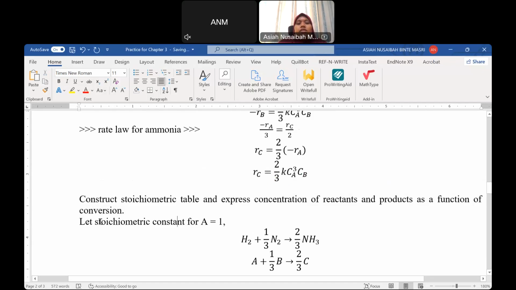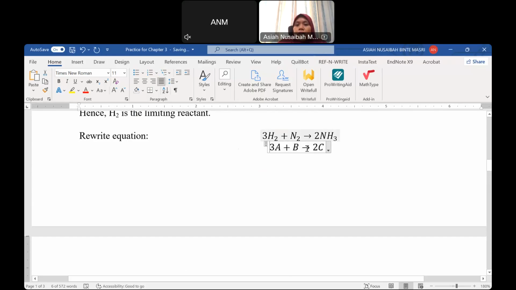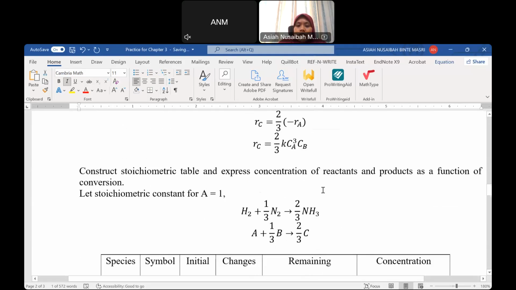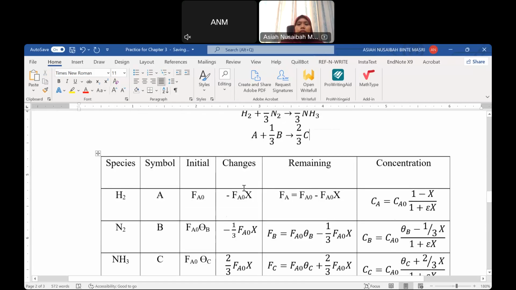We need to let the stoichiometric coefficient for A, the limiting reactant, equal 1. At first the equation was 3A plus B to get 2C, or 3H2 plus nitrogen to get 2 ammonia. Then we divide everything by 3, and we get this new equation: 1 hydrogen reacts with 1 per 3 nitrogen to get 2 per 3 ammonia. We change into letters, A plus 1 per 3 B gives 2 per 3 C. This is what we do before we construct the stoichiometric table. Then we construct the stoichiometric table.